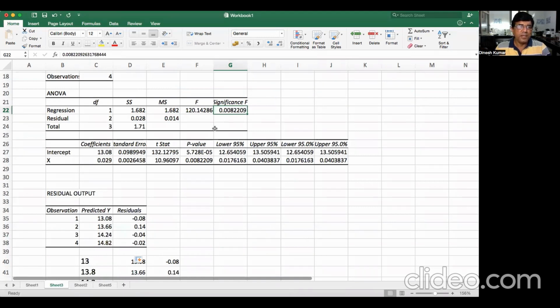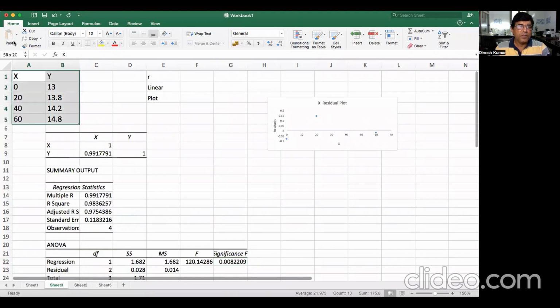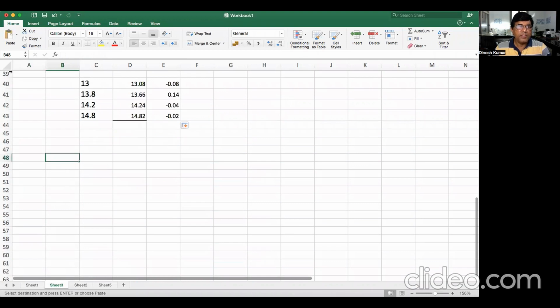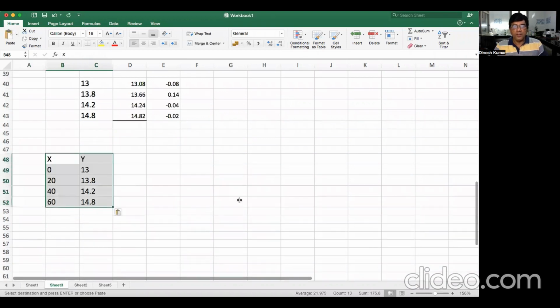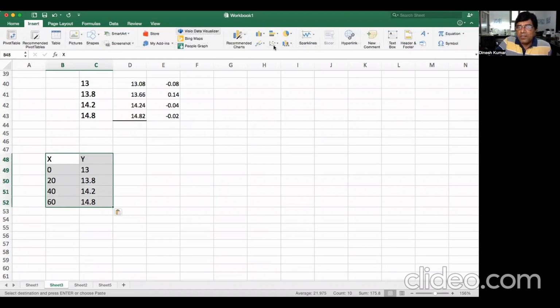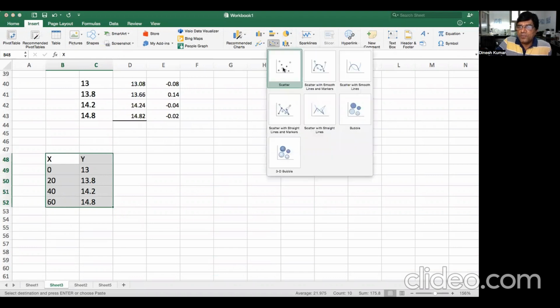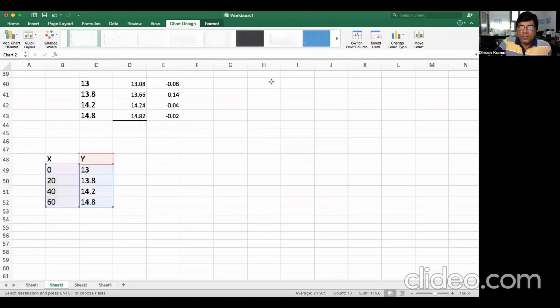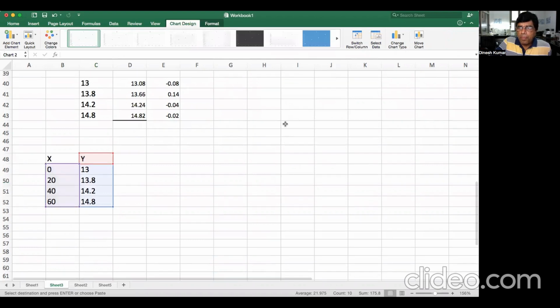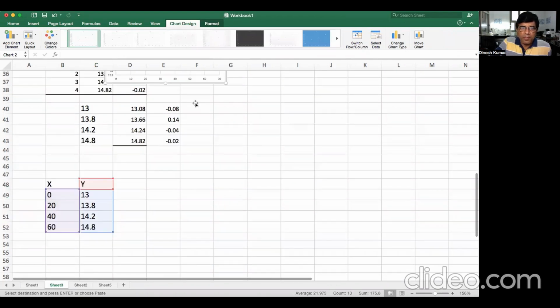So you have this data. Take it down, paste it again. Now I am showing you how to plot it. Go to insert and click the scatter plot. Just go to insert and click the scatter plot. Select the first one. Okay. It has come.